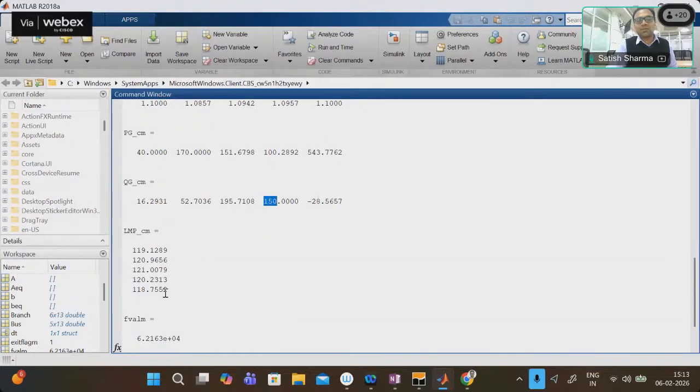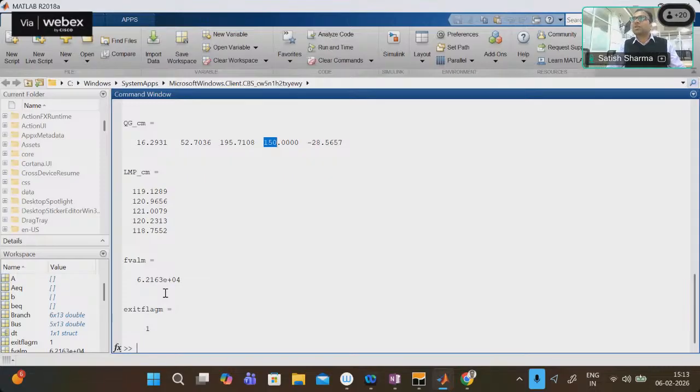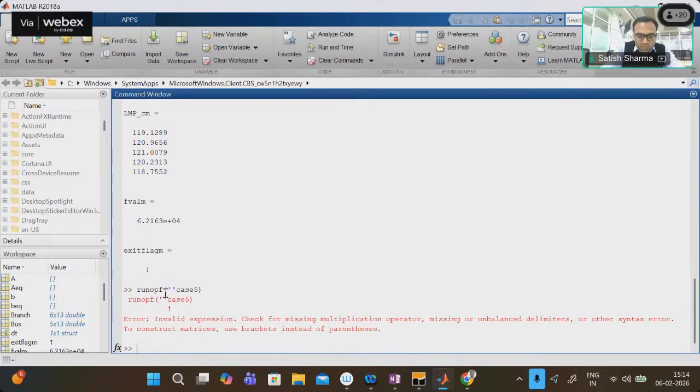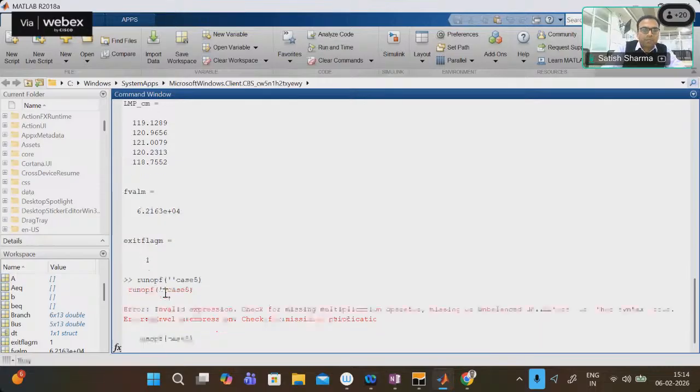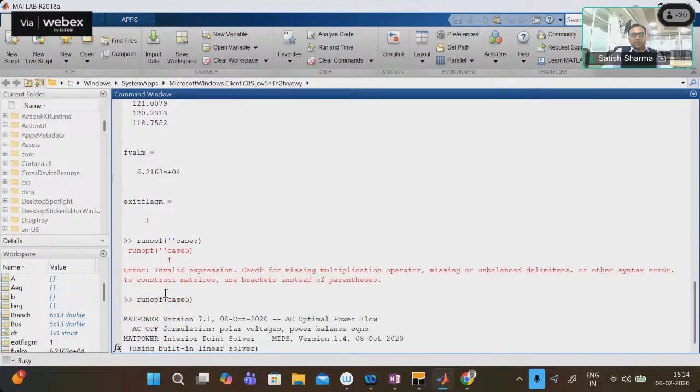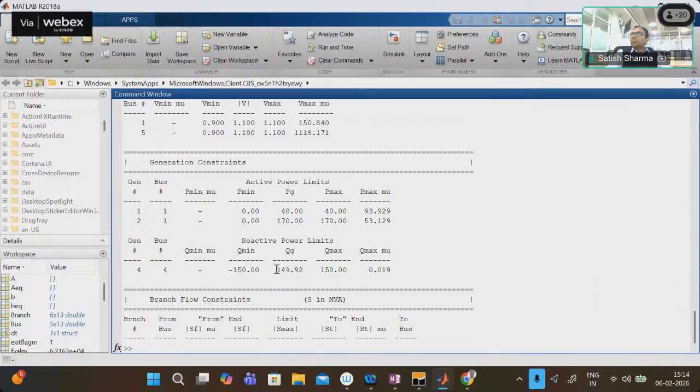Then some LMPs are coming. Now the question is, how can we verify these results? I told you that there is an inbuilt command in MATPOWER. So I will use runopf with case5. Okay, some syntax error. Okay, I have run this command, and let's see what the different values are.